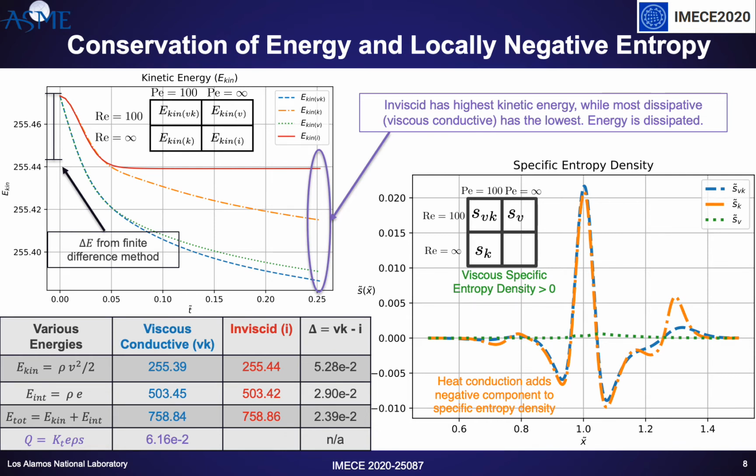In the top left plot, we show how the kinetic energy of the simulation changes as a function of non-dimensional time when different irreversible terms are included. The energy differences are tabulated in the bottom left, where we can see that the energy that goes toward entropy production Q in the viscous conductive simulation is roughly equal to the kinetic energy difference between inviscid and viscous conductive simulations.